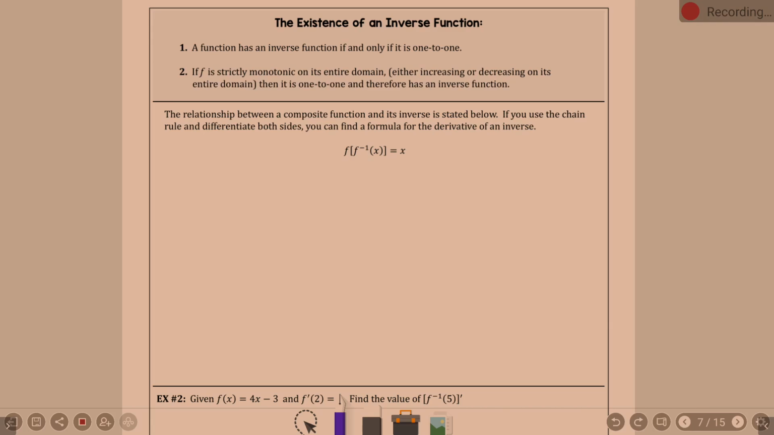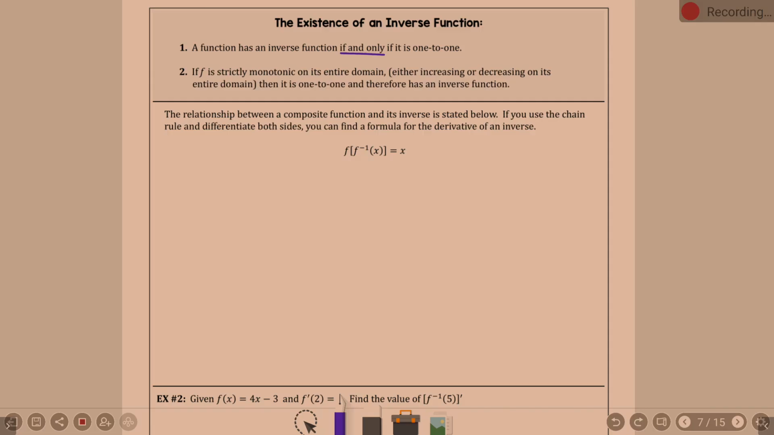Top of the next page. It mentions a function has an inverse function if and only if it is 1-to-1. If F is strictly monotonic on its entire domain, so either strictly increasing or strictly decreasing on its entire domain, then it is 1-to-1 and therefore has an inverse function.